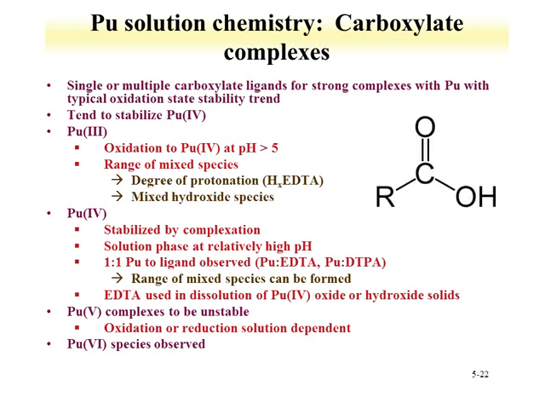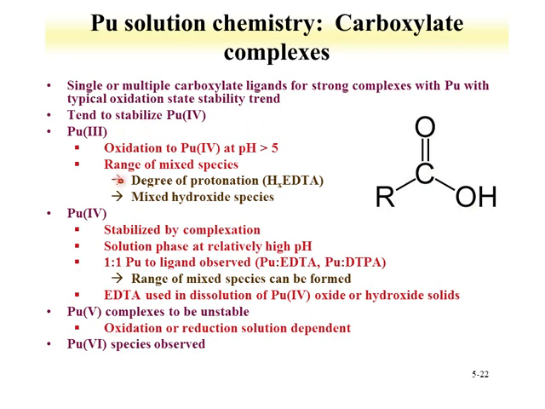Plutonium carboxylate complexes, these organic acids, are also very important species for the nuclear fuel cycle. They tend to form strong complexes and stabilize the tetravalent oxidation state. And here's an example of the carboxylic functional group, where R is just a hydrocarbon of some sort. So an example of this would be something like EDTA, ethylenediaminetetraacetic acid, or DTPA, diethylenetriaminepentaacetic acid. Any organic acid, though, with this functional group will have these similar properties.